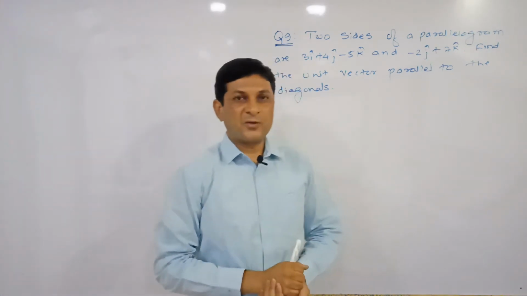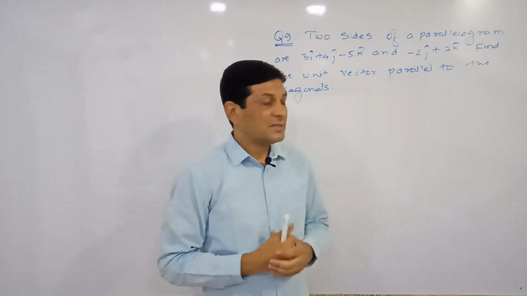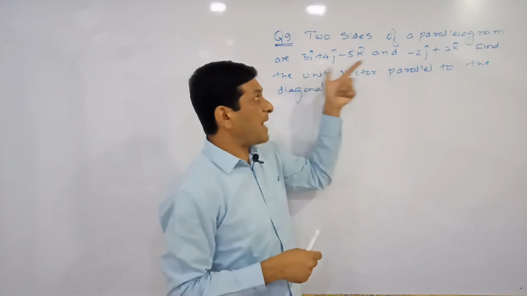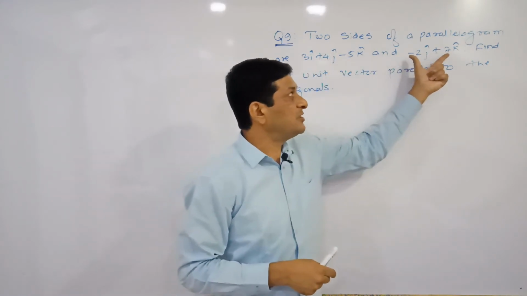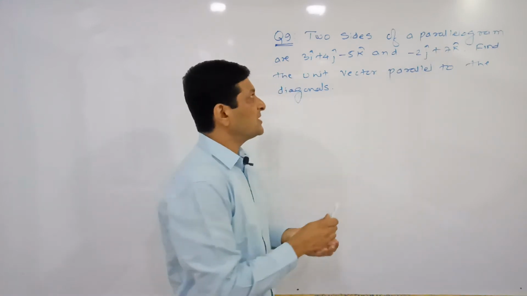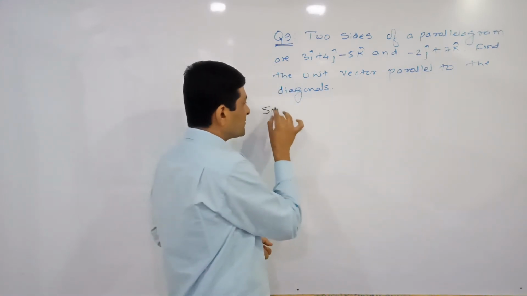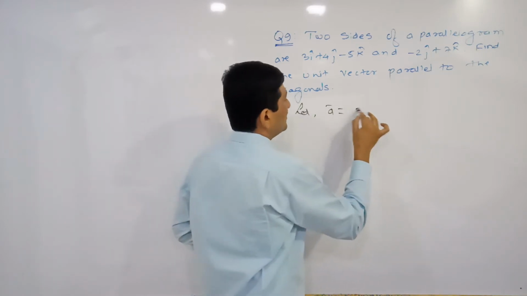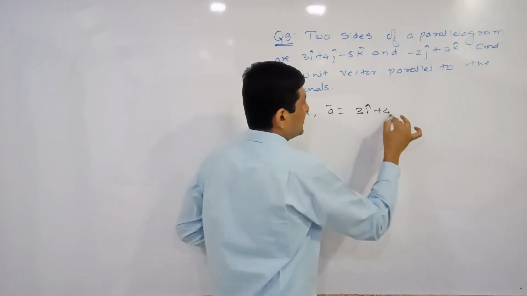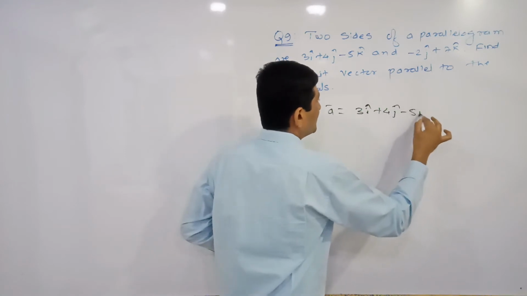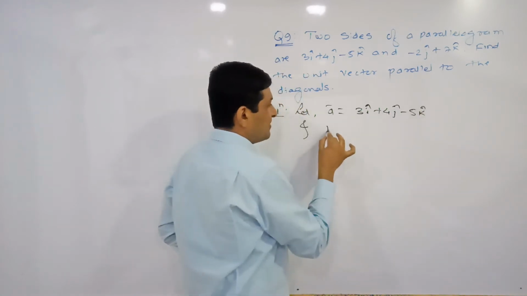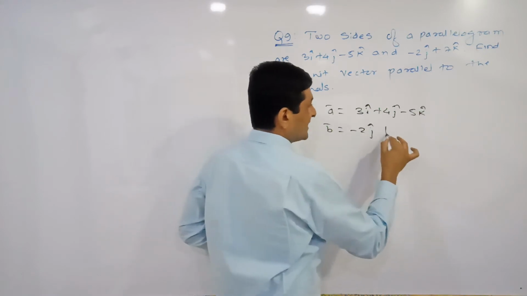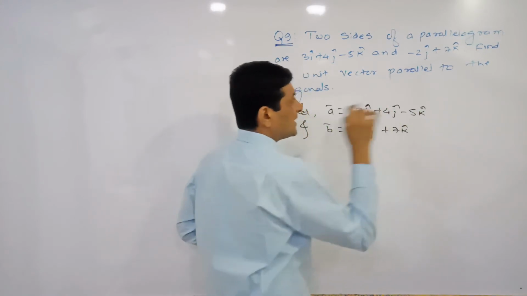So now let us try to solve example number 9. Observe the given condition in the example. Two sides of a parallelogram are represented by these two vectors. Two vectors are given to us. A better way here is to denote the first vector by a bar. So let a bar be equal to 3i cap plus 4j cap minus 5k cap, and denote the second vector by b bar, which is equal to 2 minus 2j cap plus 7k cap.